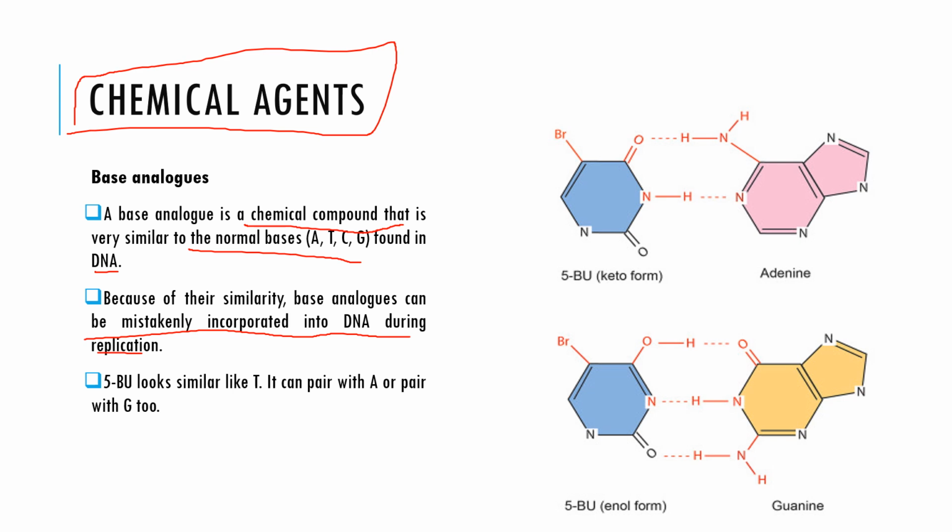As you can see here, the example is 5-bromouracil, in the keto form. You know that adenine forms a bond with thymine. Because 5-bromouracil looks like thymine, it can pair with adenine, but it can pair with guanine too. So 5-bromouracil mimics thymine, or it can mimic guanine.